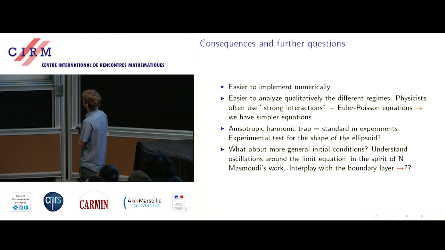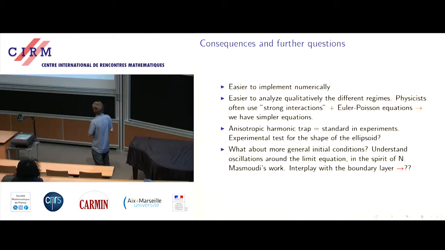And for instance, in the physics literature, usually if they want to use a fluid equation for this, they use the Euler-Poisson equations, and then they say it's strong interaction with Euler-Poisson. Well, if you have Euler-Poisson, then maybe it's as good to use this incompressible Euler, right?